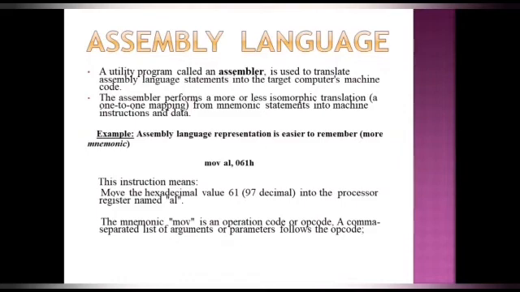It means move the hexadecimal value 61, 97 decimal, into the processor register named AL. The mnemonic MOV is an operation code or opcode, and a comma separated list of arguments or parameters follows the opcode.